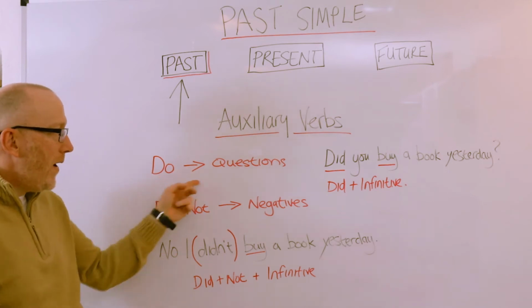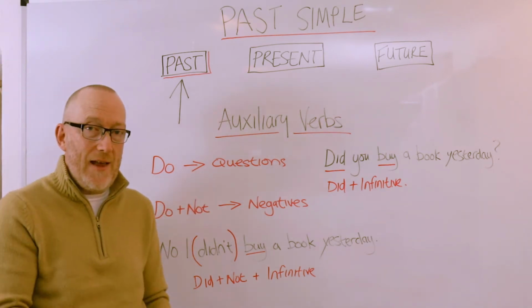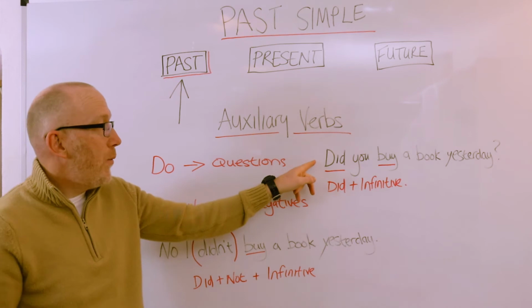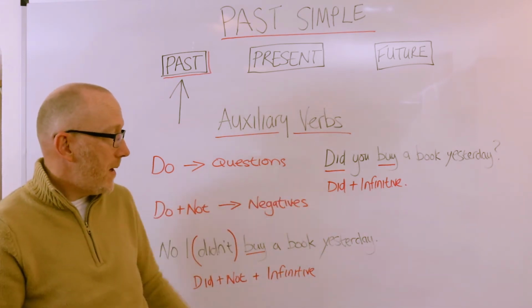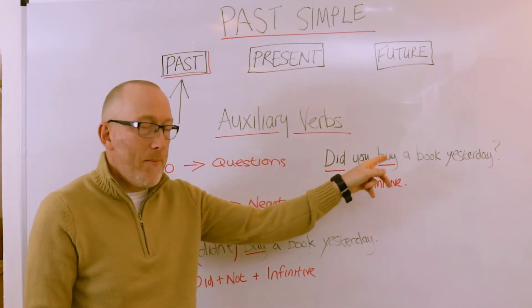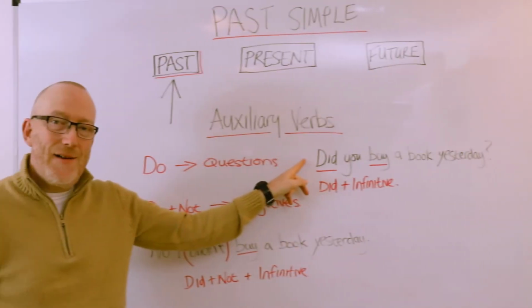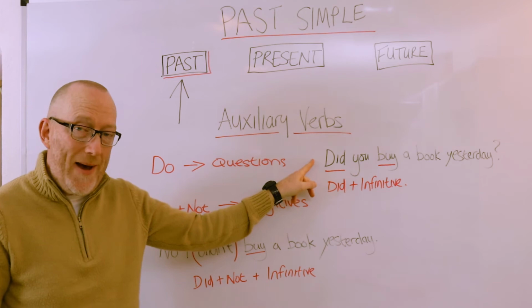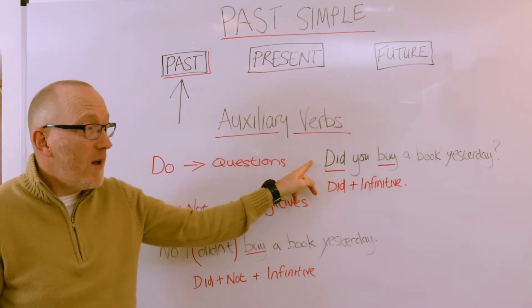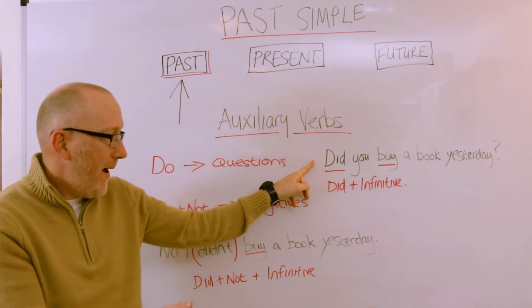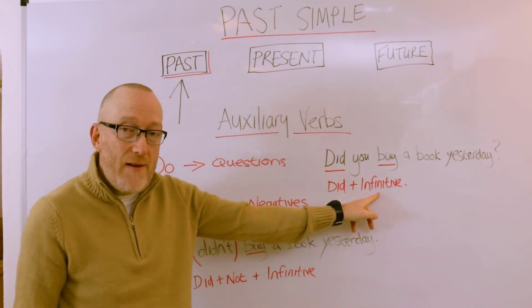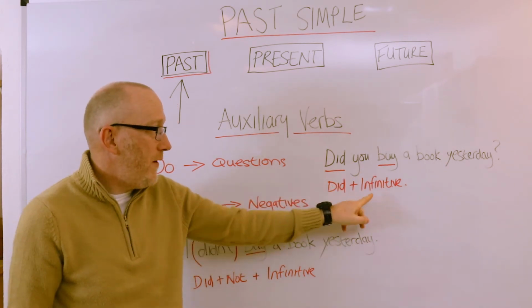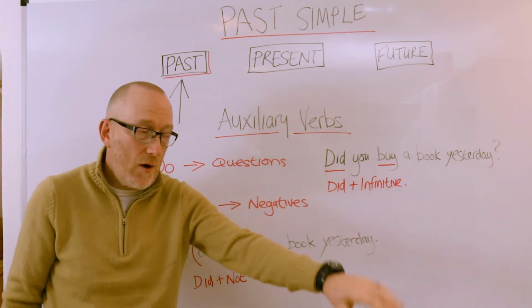So with a question, obviously in the simple past, we would have to use do in the past form, which is did. So did you buy a book yesterday? So you will notice that in the simple past form with your questions, do is in the simple past and your main verb becomes an infinitive. So it's did plus an infinitive to ask a question.